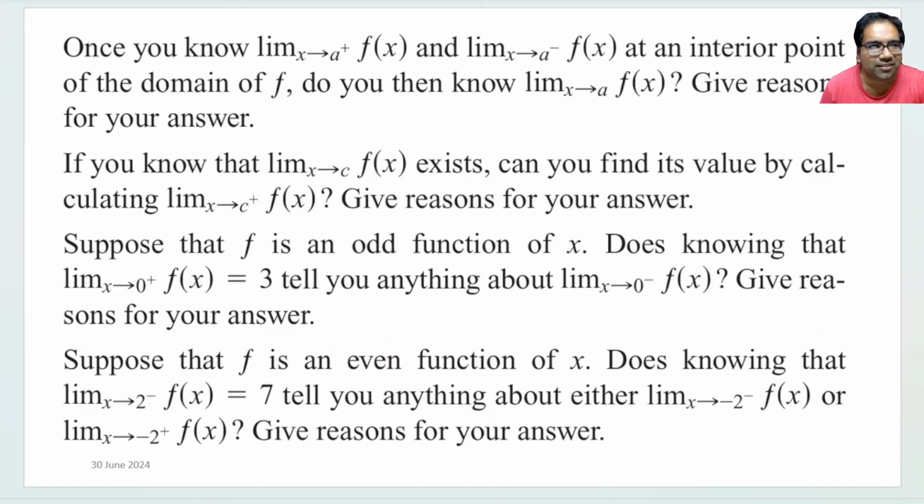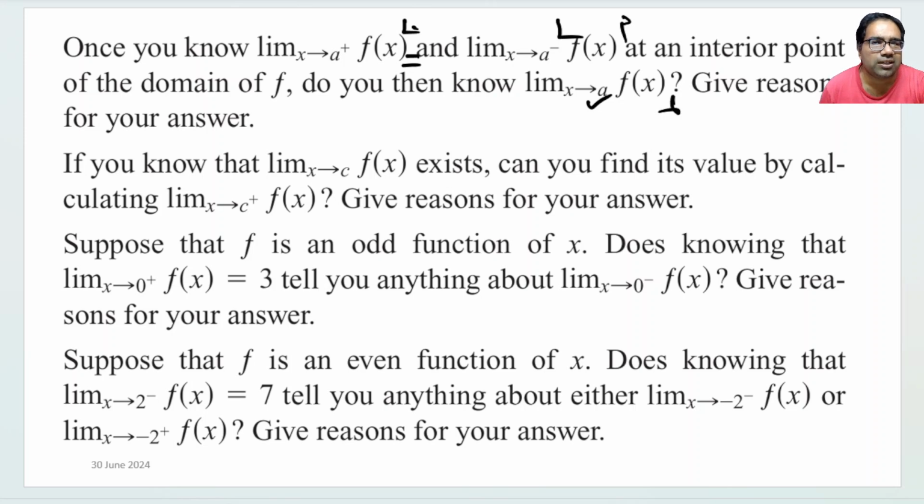Let us take a few more questions. For a function, suppose we know the limit from the right, a plus, and also the limit from the left, a minus, at an interior point of the domain. Do we exactly know the limit as x tends to a of f of x? We will know when the two are equal. If this is L from the right and also L from the left, then yes, we know, and that value is L. Otherwise, if this is L and this is some P or something else, then we don't know.